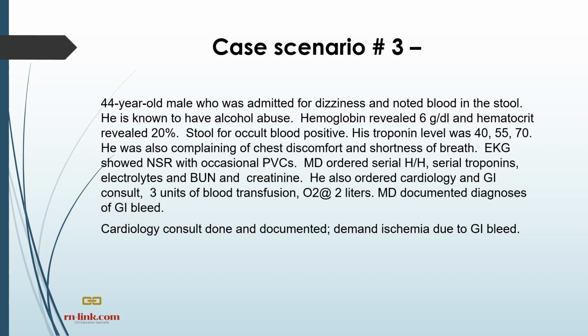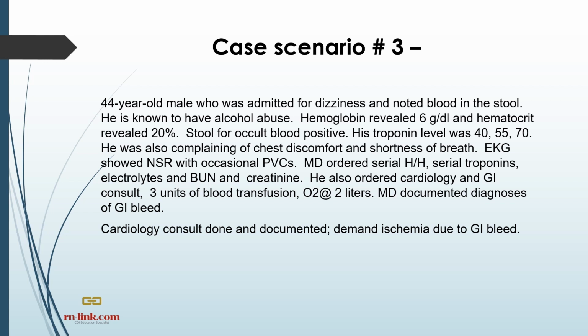He also ordered cardiology and GI consult, 3 units of blood transfusion, O2 at 2 liters. MD documented diagnoses of GI bleed. Cardiology consult done and documented, demand ischemia due to GI bleed.